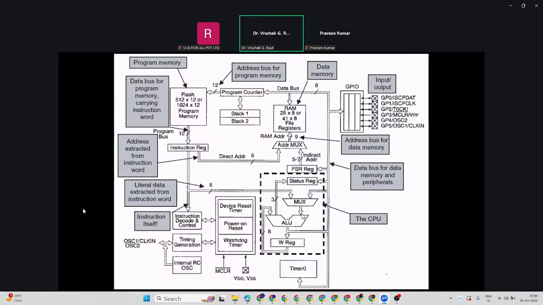What is remaining? Anything remaining? Timer. This is timer 0, and we know that 4 different timers are there internally, and we can set the delay with the help of those timers. This is how your detailed block diagram is there for the PIC microcontroller.